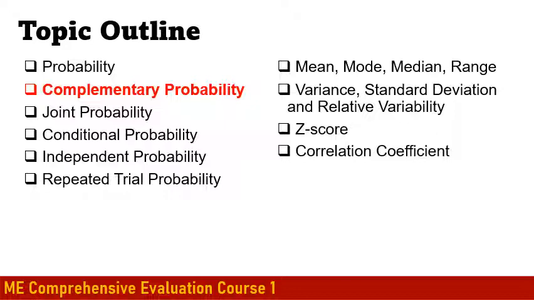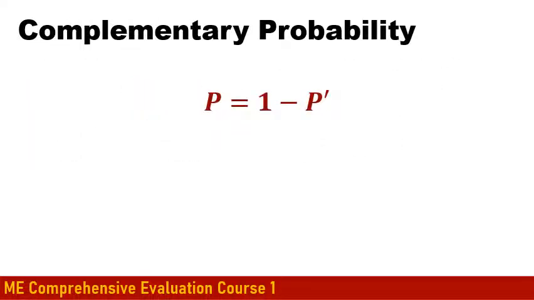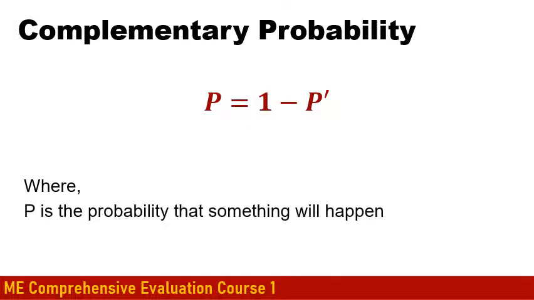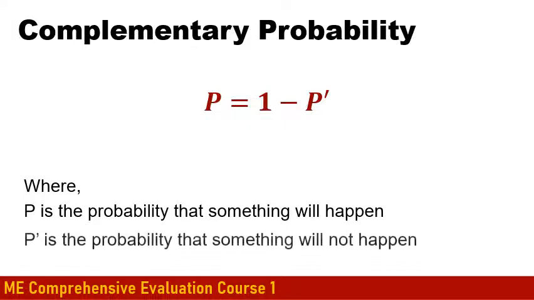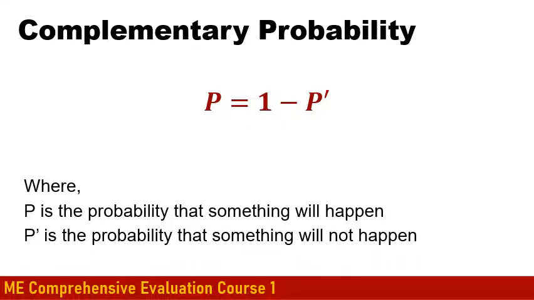Let's move forward to a more in-depth look at probability. First, the complementary probability. Complementary probability in equation form can be written this way: P is equal to 1 minus P prime. In this, P is the probability that something will happen, and P prime is the probability that something will not happen. Because if you inspect the definition of probability, the total probability of the event happening and not happening will always be 1. That is why the complement of a probability is defined this way.